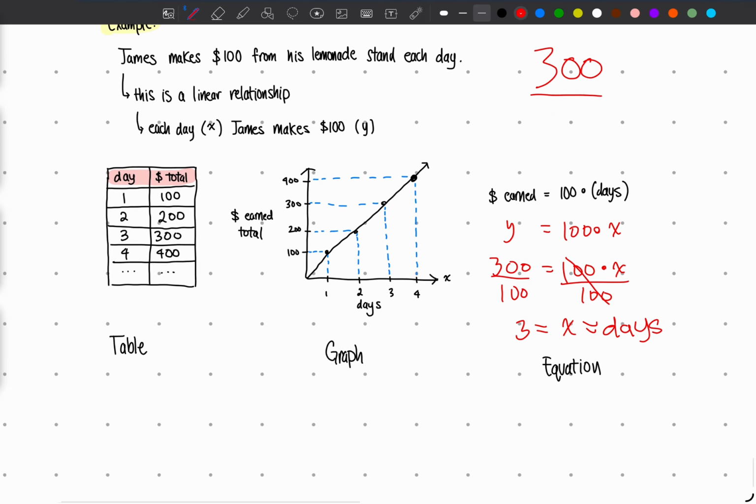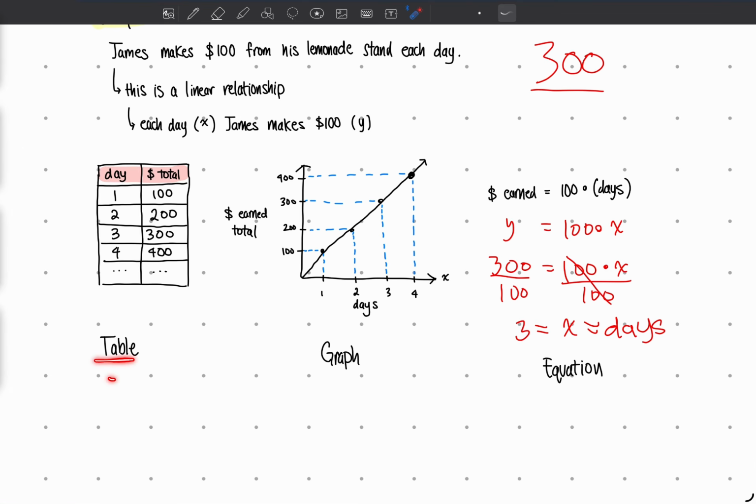All 3 of these mediums, both tables, graphs, and equations, can be used to easily find how much money James needs to make $300 or whatever amount of money he needs.